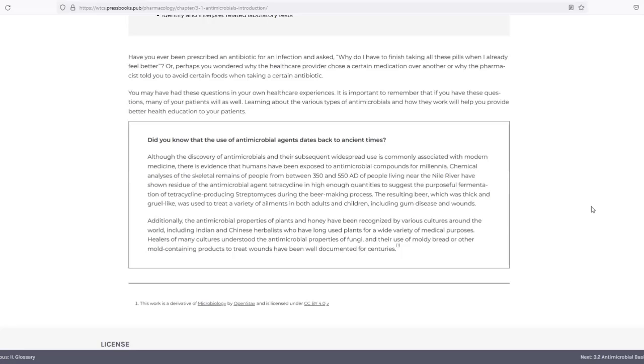The resulting beer, which was thick and gruel-like, was used to treat a variety of ailments in both adults and children, including gum disease and wounds. Additionally, the antimicrobial properties of plants and honey have been recognized by various cultures around the world, including Indian and Chinese herbalists who have long used plants for a wide variety of medical purposes. Healers of many cultures understood the antimicrobial properties of fungi, and their use of moldy bread or other mold-containing products to treat wounds has been well documented for centuries.